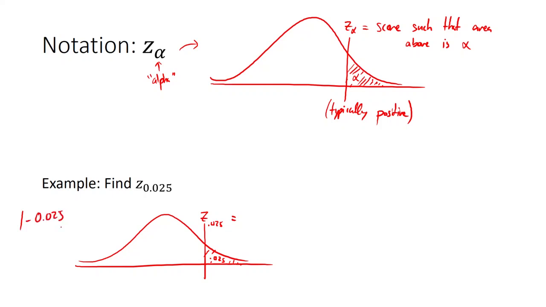Yeah, so you just do 1 minus 0.025, and that's 0.975, right? And so essentially what are we looking for? We're looking for the 97.5 percentile. That's what we're looking for. Okay.